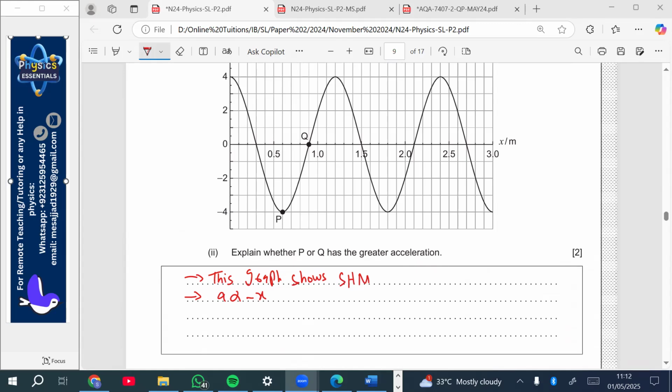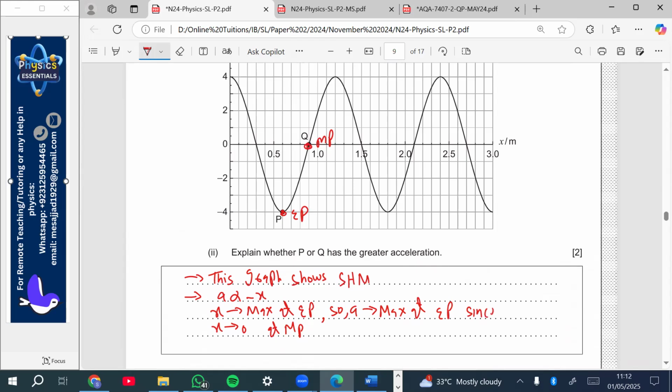So this is your mean position, and this is your extreme position. At extreme position, you always know that the displacement is max. Displacement is zero at mean position. So what does it mean? Acceleration is also max at extreme position, since a is directly proportional to x but in opposite direction, and a is zero at mean position for the same reason. So we have a greater acceleration at P.